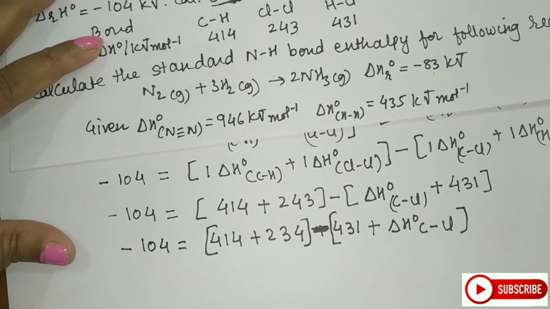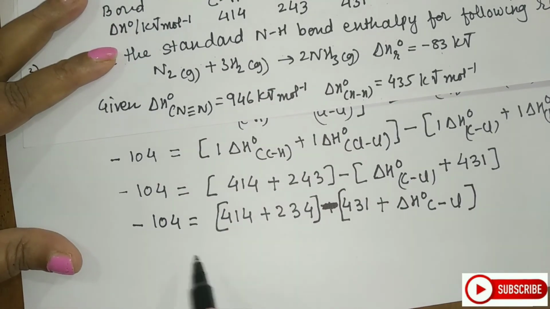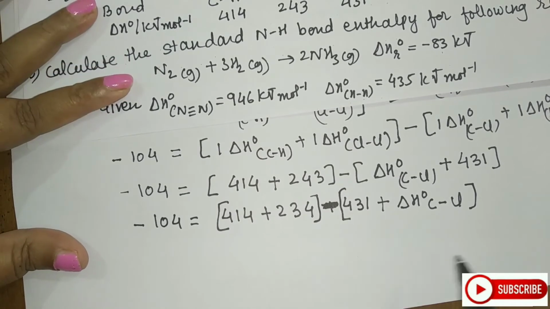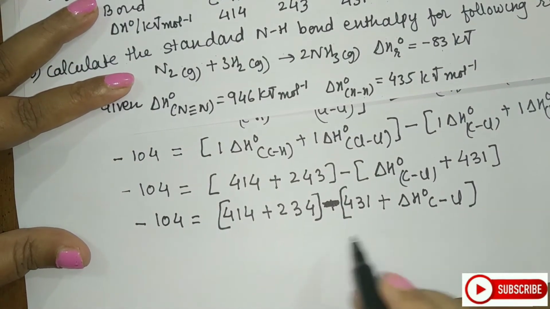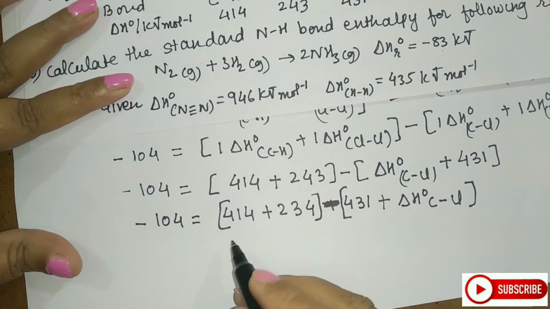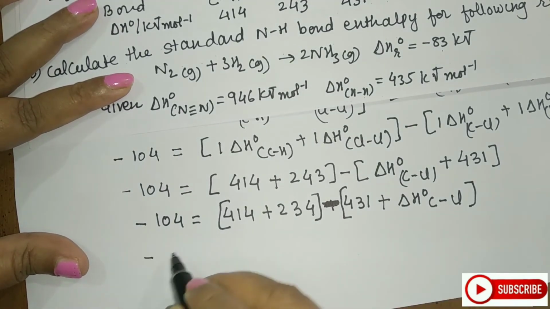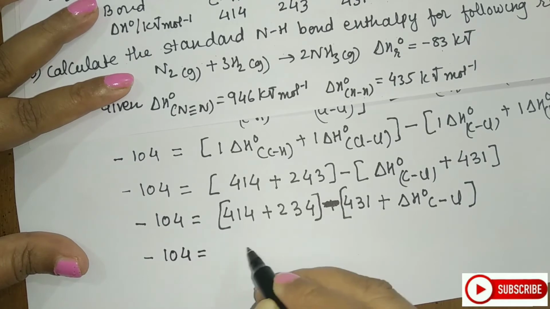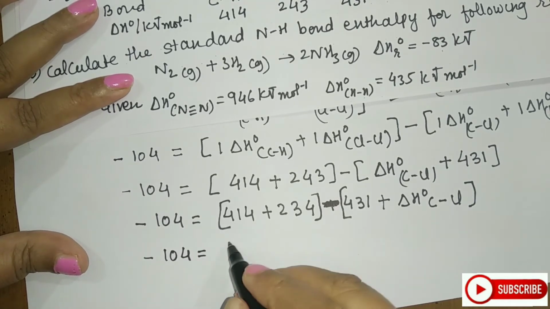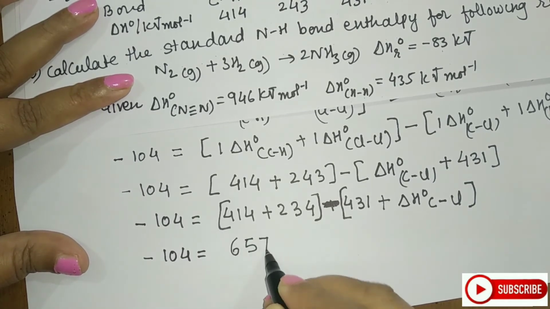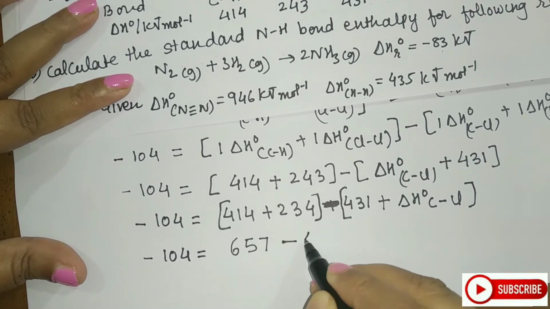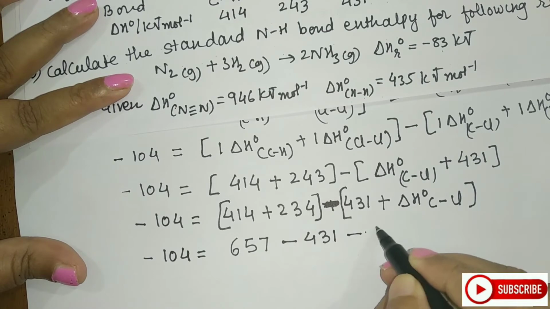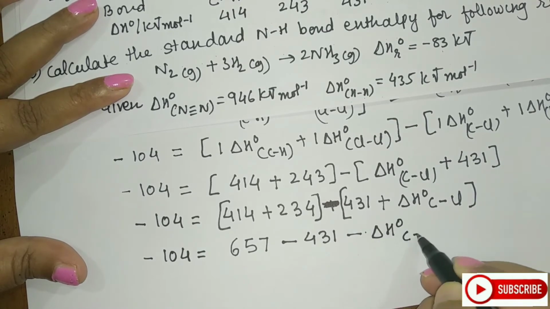Right, students, I am not changing the sign now. So let us start solving the problem now. Now I will take this particular term to this side because it will be like this. So let us open it now. So minus 104 is equal to, this total will come to 657. I am opening the bracket now. So it will be minus 431 minus delta H standard of CCl.